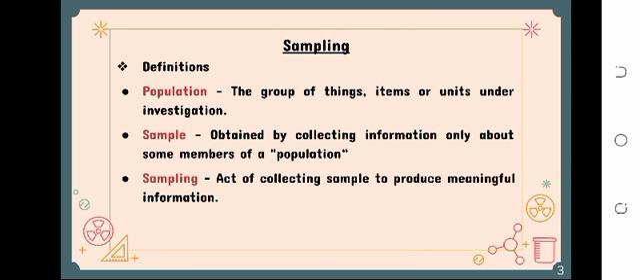Now, sampling is basically act of collecting samples to produce meaningful information. Means that sampling is taking out samples from the population. For example, when you conduct research about a group of people, it is rarely possible to collect data from every person in that group. Instead, you select a sample. The sample is the group of individuals who will actually participate in the research. This is basically sampling.